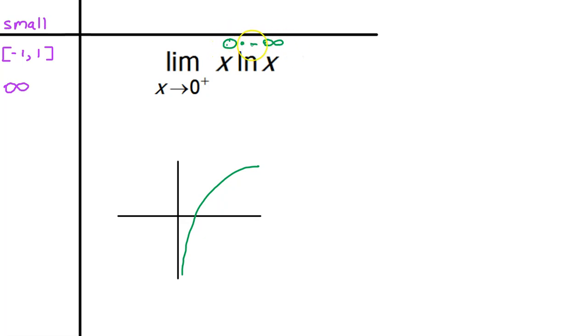So this is more of a battle. This factor is getting smaller and smaller, closer and closer to 0, while this factor is getting more and more negative. It's getting bigger and bigger in absolute value. So it's a matter of sort of which one's going to win. The bottom line is this is a keep going situation. This is an indeterminate form.